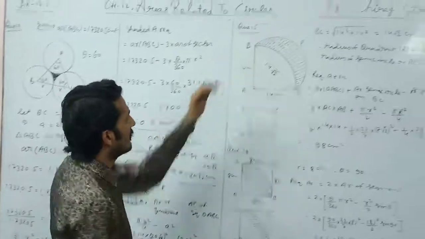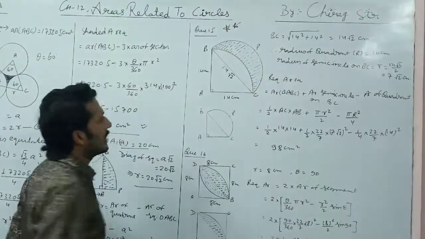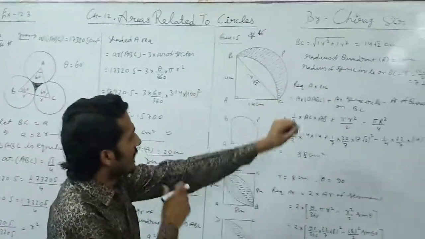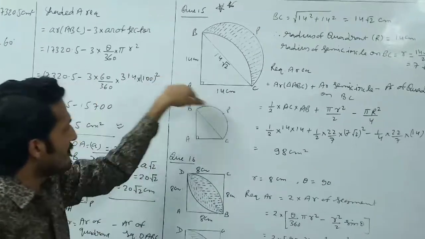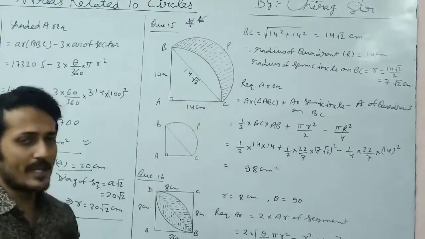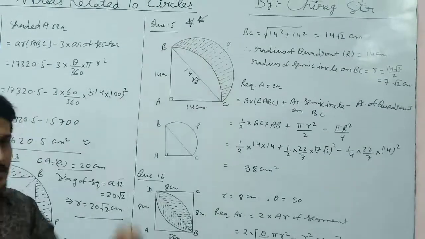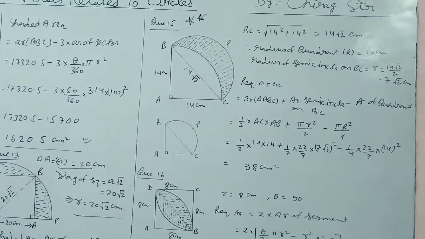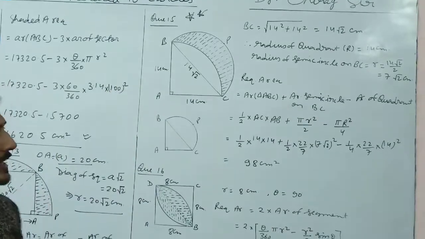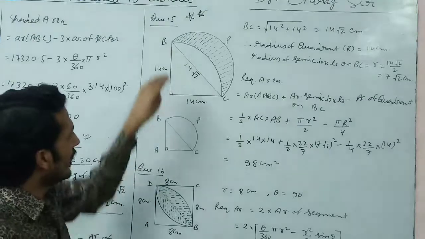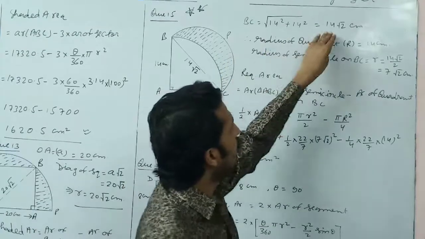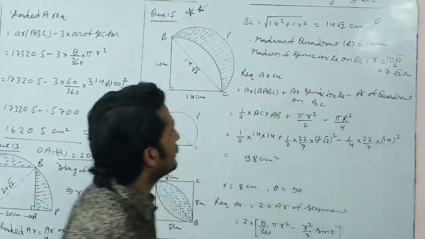Now next question is question number 15, which is very important question. This question number 10 is also very important. Now question number 15. In this question it is given that ABC is a quadrant and taking BC as diameter, a semicircle is drawn. So this BCP is a semicircle and we need to find out the shaded area, and it is given that the side AC and AB are 14 centimeter each. So first of all we need to find out BC. By applying Pythagoras theorem we can find out BC equals to 14√2 centimeter.